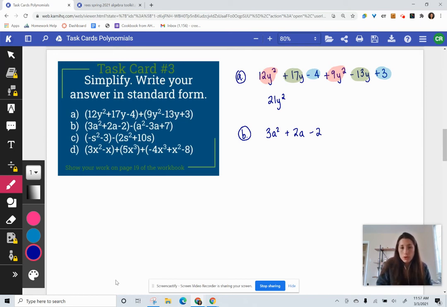So I'm really subtracting the a squared. I'm subtracting a -3a, which is really adding 3a. And I'm subtracting the 7, so -7. You could also see it as just distributing -1 into all of those terms.